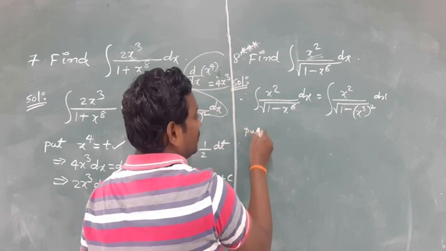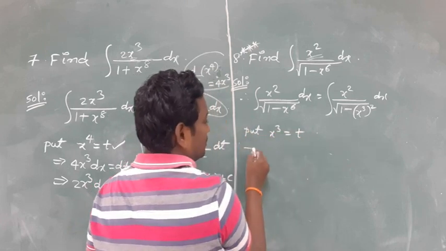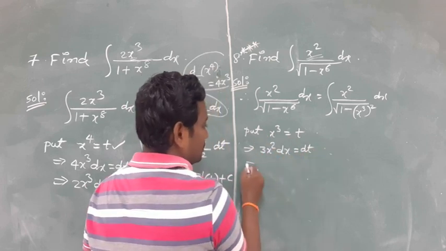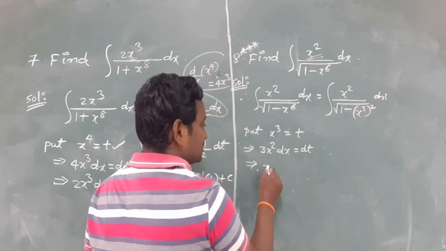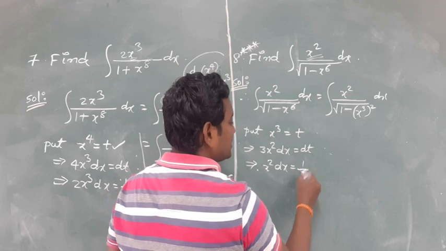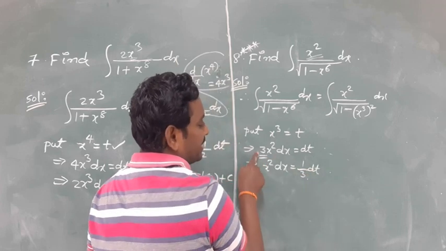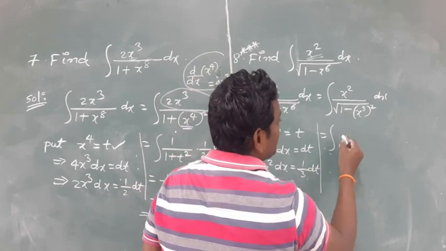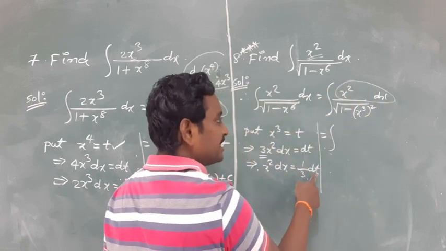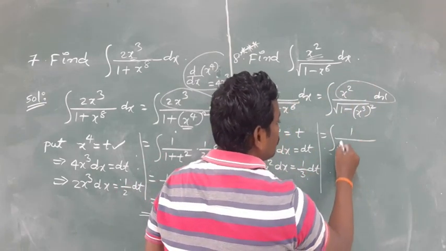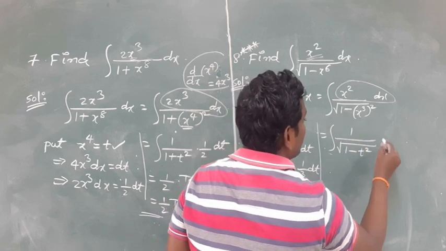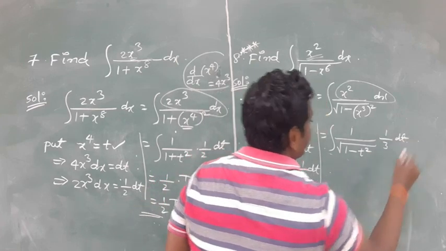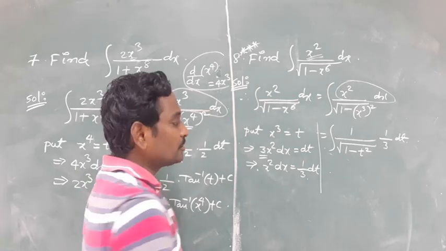Now what is the substitution here? Put x cube is equal to t. Derivative of x cube is 3x square dx is equal to dt. But in the numerator we have only x square dx. So that's why x square dx can be written as 1 by 3 into dt. Take this 3 to the right hand side denominator. So with this substitution the above problem becomes, x square dx can be replaced by 1 by 3 dt. So here we have 1 by root over 1 minus t square into 1 by 3 dt. Instead of x square dx you should write 1 by 3 dt.